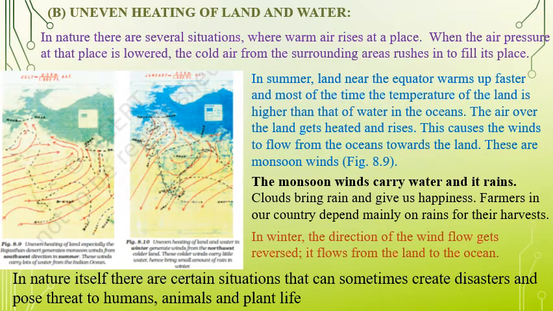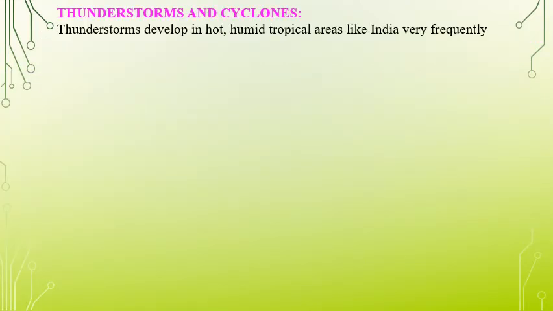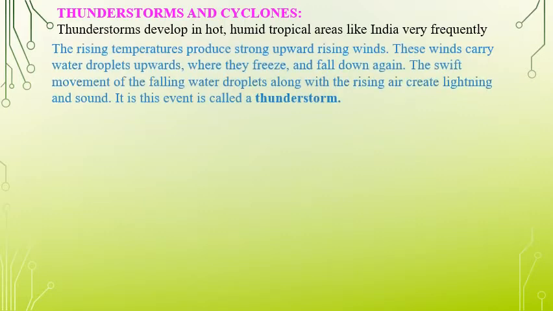In nature itself, there are certain situations that can sometimes create disasters and pose a threat to humans, animals, and plant life. Now we are going to study thunderstorms and cyclones. Thunderstorms develop in hot, humid tropical areas like India very frequently. Let's see how a thunderstorm happens.